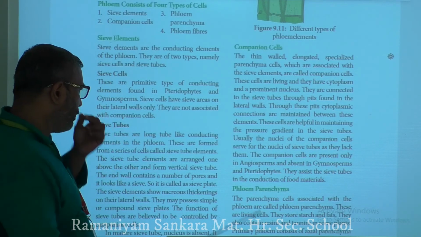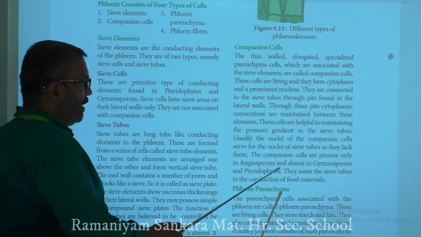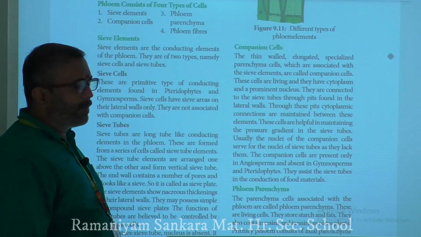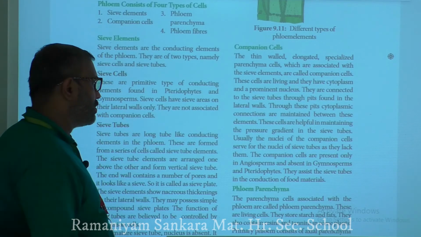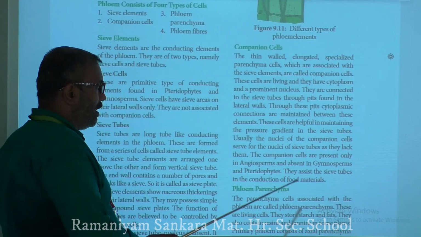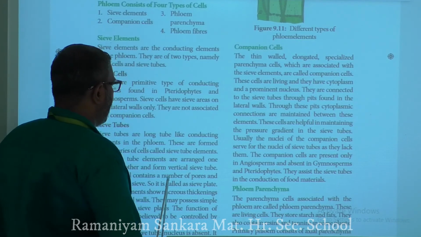The companion cells are present only in angiosperms and absent in gymnosperms. Companion cells are only for angiosperms, not for gymnosperms and pteridophytes. They assist the sieve tubes in the conduction of food material.